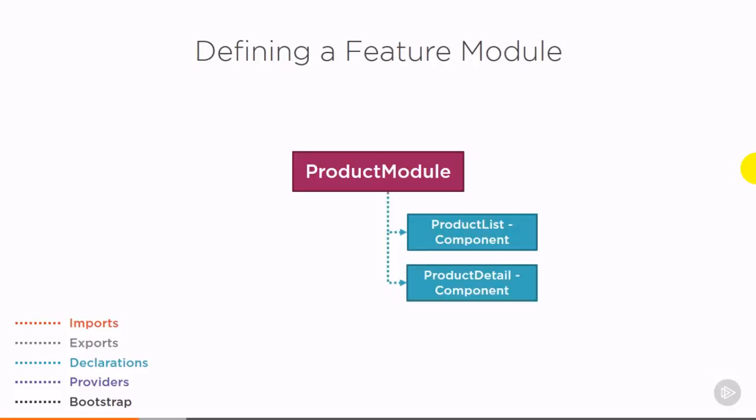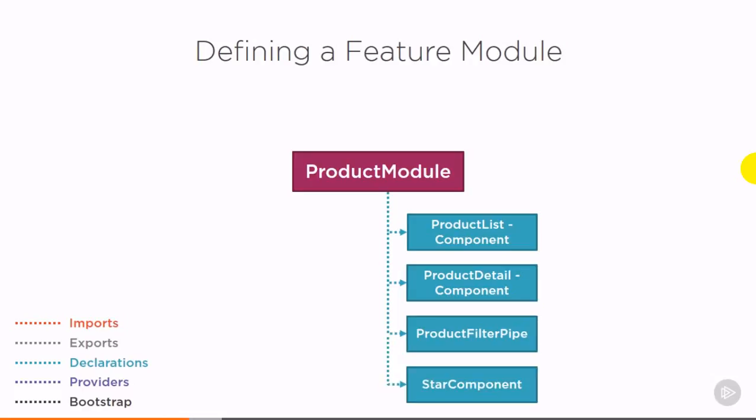In the declarations array of the feature module, we add the appropriate components that provide the features for the application. In this example, we add the product list component and product detail component. Then, as we did with the box example at the beginning of this course module, we start to look at what each component needs. In this example, the product list component uses the product filter pipe, so we need that. And both the product list and product detail components use the star component, so we'll need that here as well. But that's not enough. The product list component uses ngModel and ngFor, and both components use ngIf and routing. How do we get that?